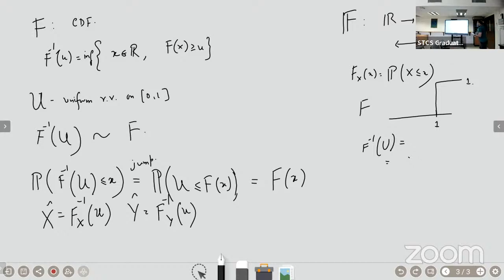So what is stochastic now? X and Y are stochastically ordered. So X is dominated by Y. What does that imply? That F of X, that's just by the definition. So what about F_X inverse of U and F_Y inverse of U? What relationship do they hold? The reverse relation.